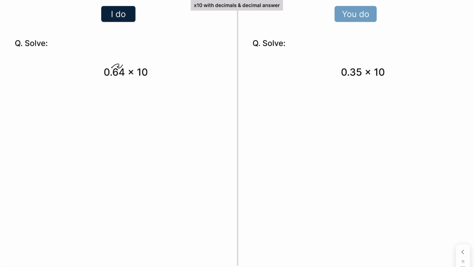Again, exact same concept continues here. So we have 0.64. And then moving on, here we have 0.35. You do not need to write the 0, so you can just write this as 3.5, and you can just write this as 6.4.